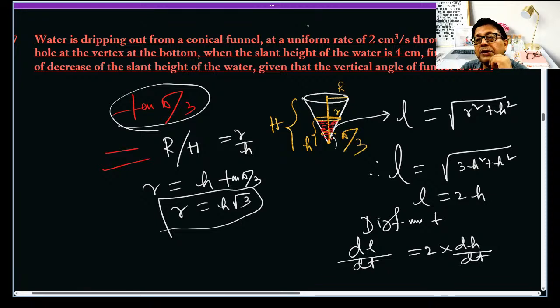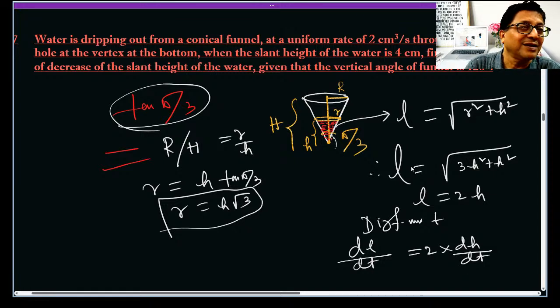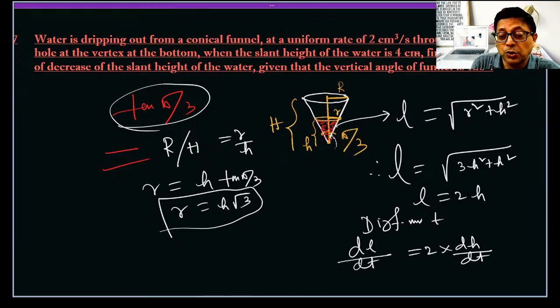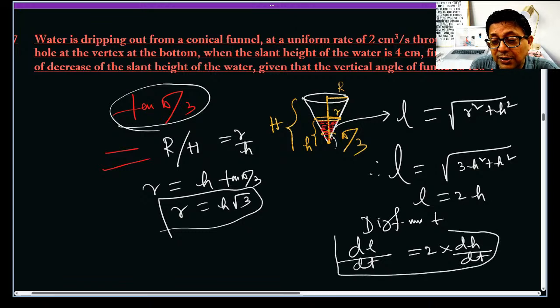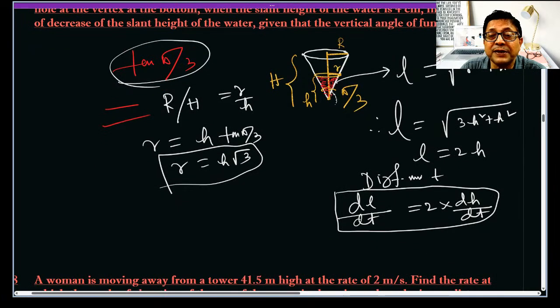dl by dt equal to 2 into dh by dt. Clear? But we need to find the rate at which slant height of water, given that the angle is this and height of water is given 4. Do we need height of water? We need it. But this 2 centimeter cube per second is not used. So you keep this equation here, we will require it. But before that, you write V over there.